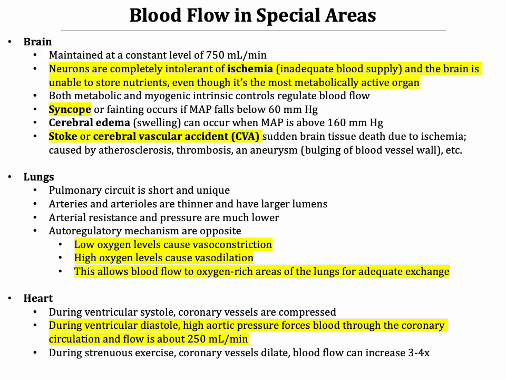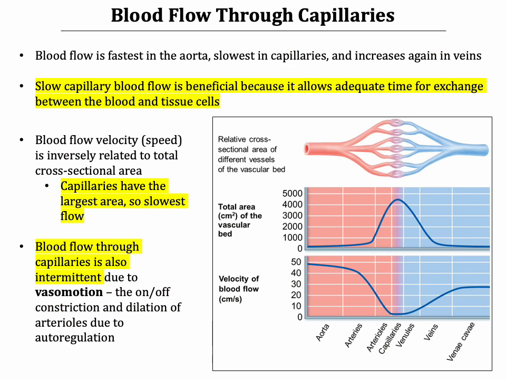And during strenuous exercise, this blood flow to the heart muscle can increase about 3 to 4 times. It's always having a pretty consistent flow to it, but we do see that change depending upon physical activity. The flow of blood through the body is the slowest at capillary beds.